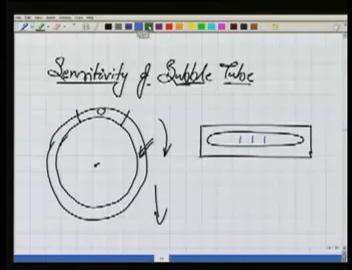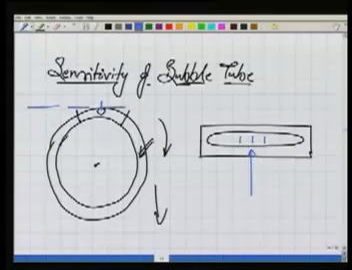Now we have defined this particular center part of it over here, and a line at this point tangential to it is the axis of the bubble tube. So at a point here, tangential to it is the axis of the bubble tube.